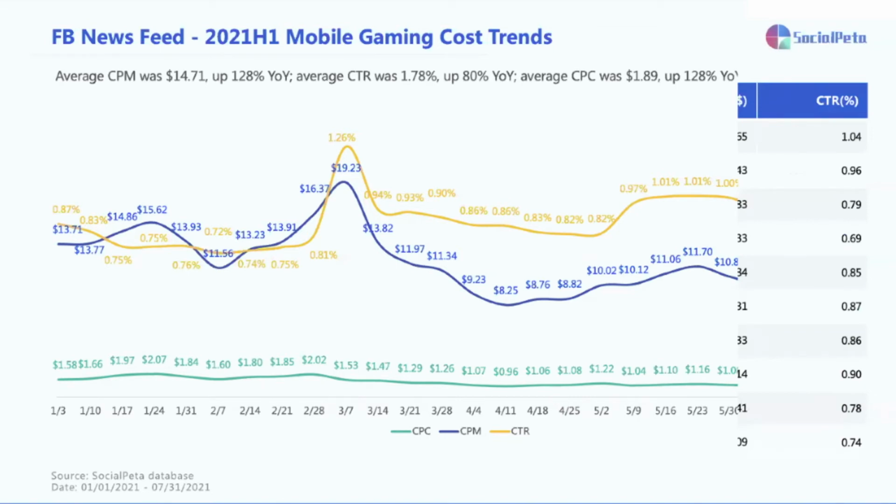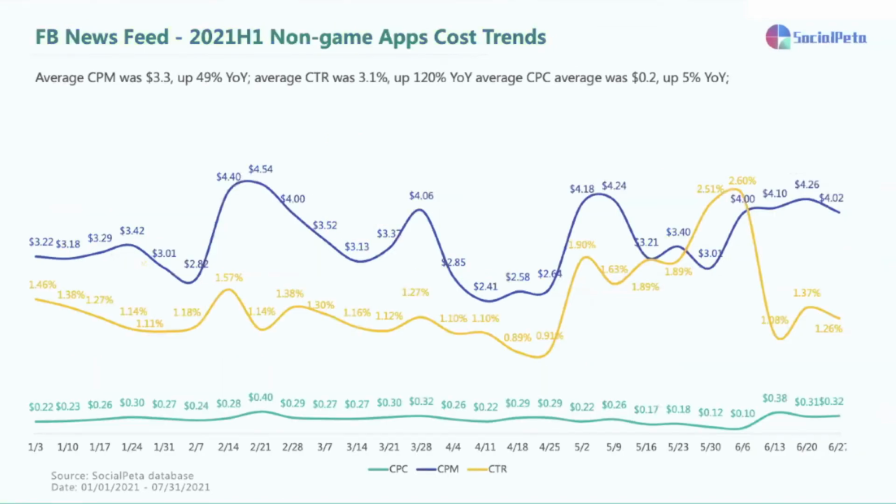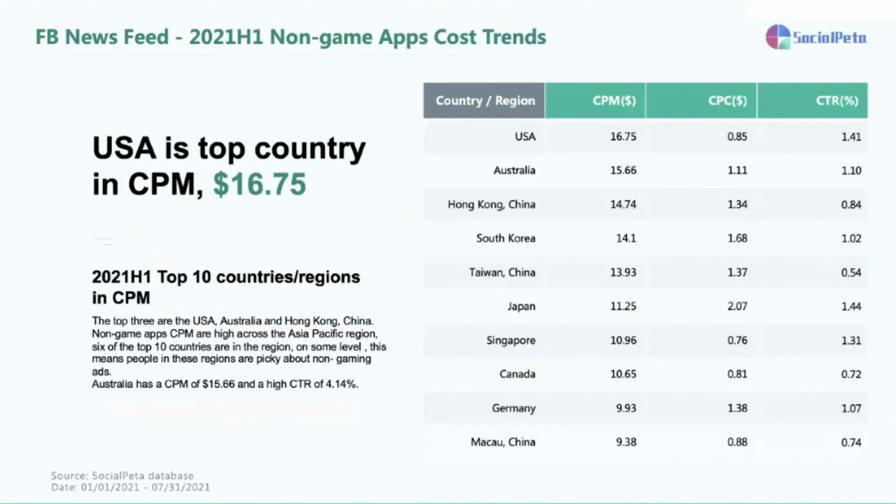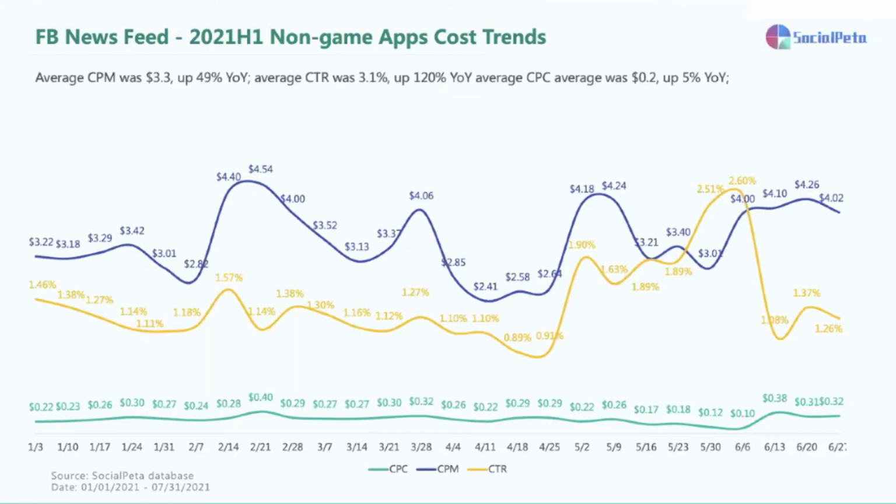And we can also see that the non-gaming category cost is very different from the gaming parts. It has quite a lower CPM, which is $3.3, and quite a high CTR, which is 3%, and the year-on-year growth is 120%, while the CPC average is $0.2.